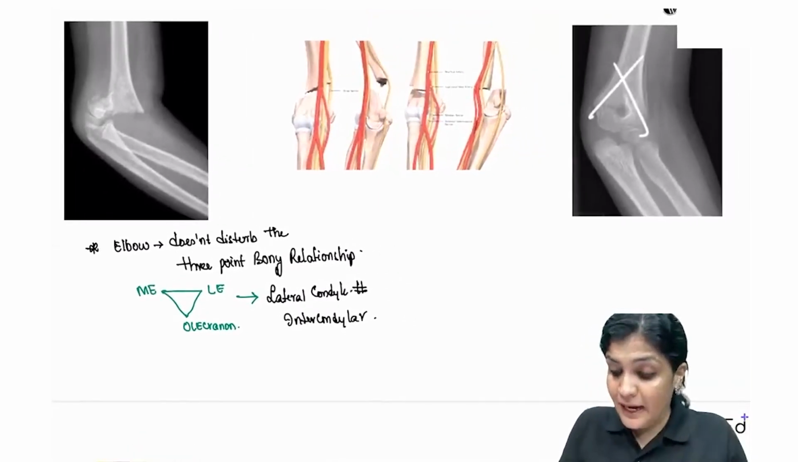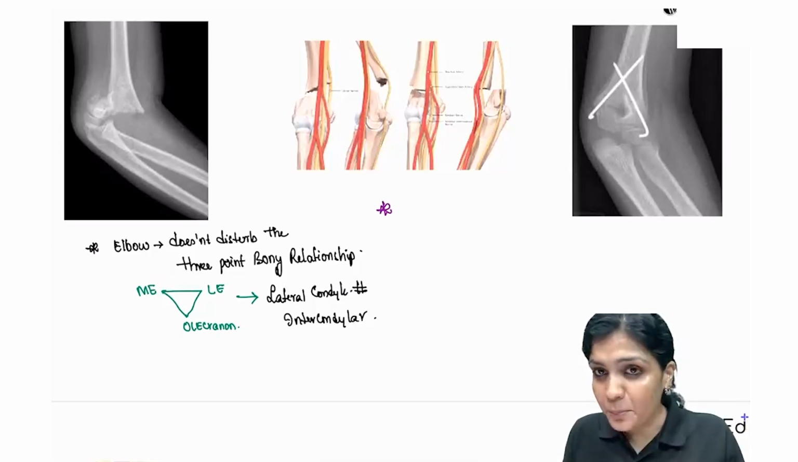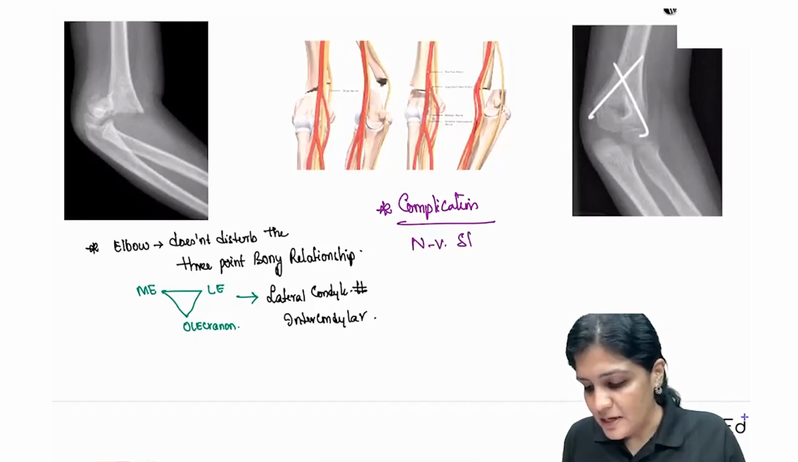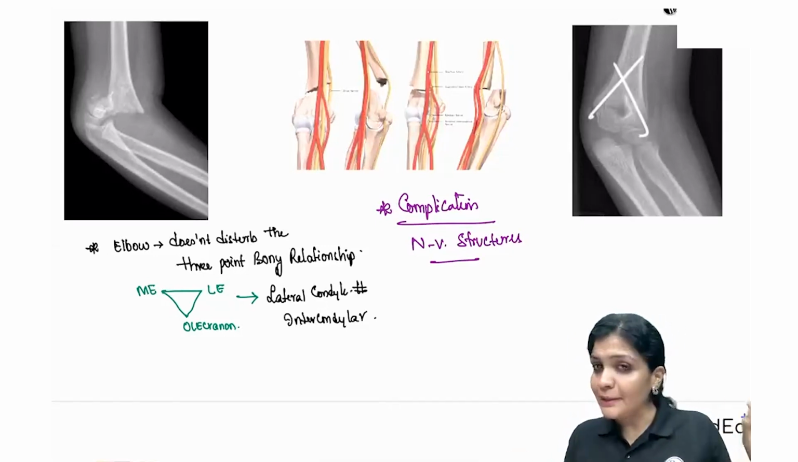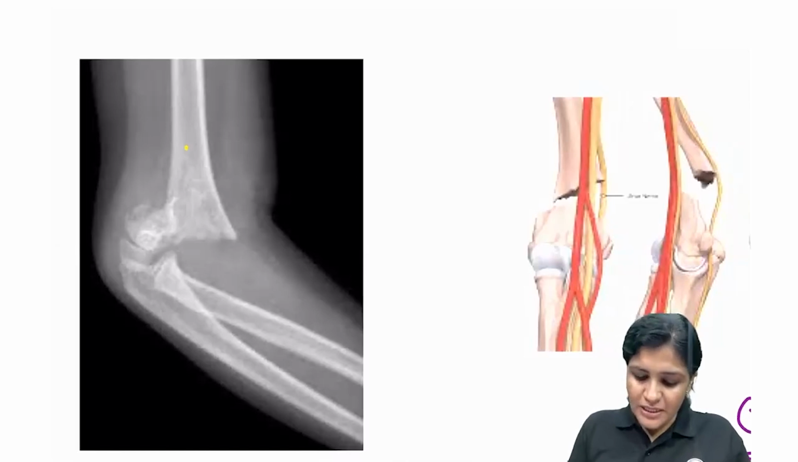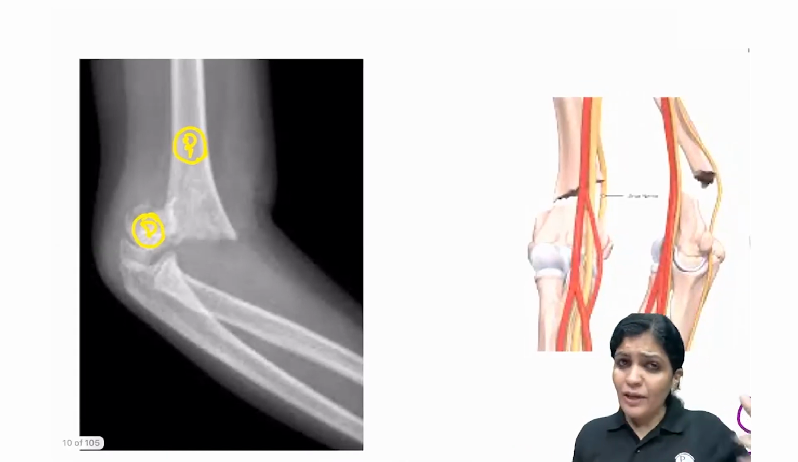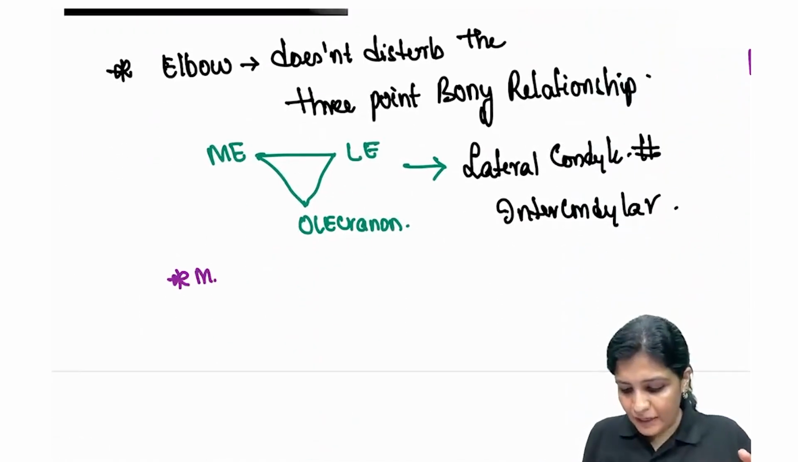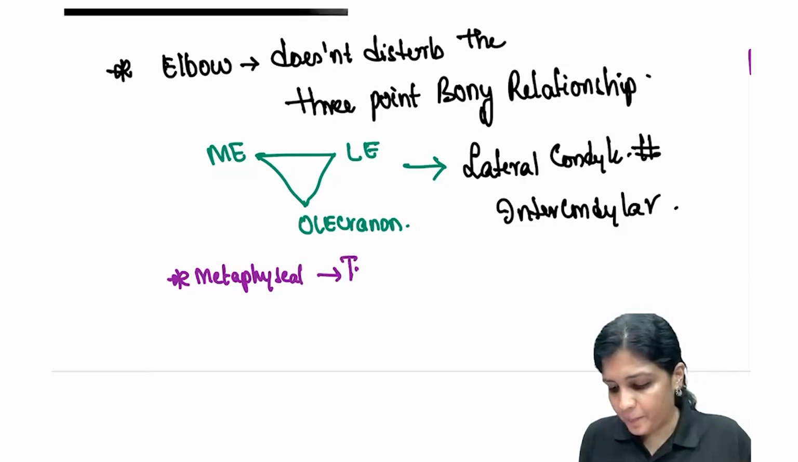Then you have to remember that there is a very important complication which can occur with this fracture, that is damage to the neurovascular structures. So what are the important neurovascular structures present around the supracondylar fracture? If you see, this is the supracondylar fracture, with the proximal fragment and the distal fragment. Why is this particular area usually at risk? This is the metaphyseal area, and this is the transitional area.